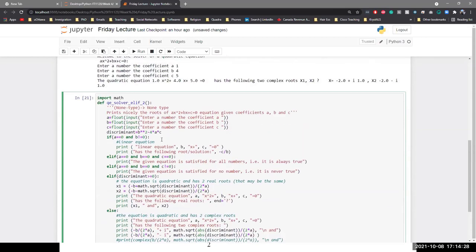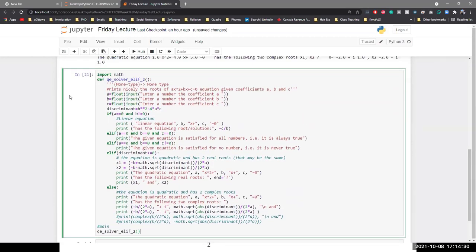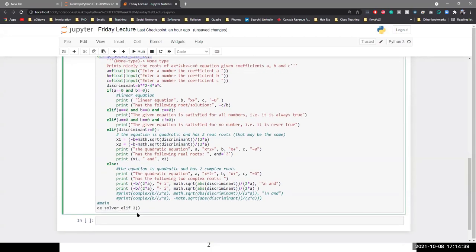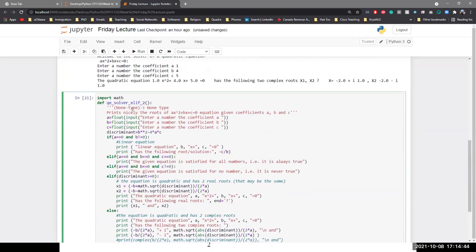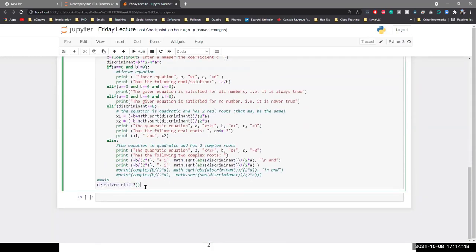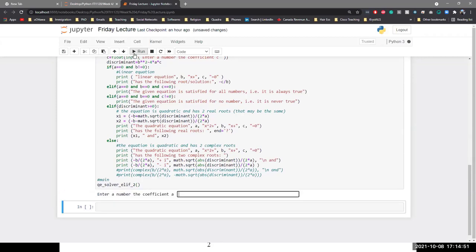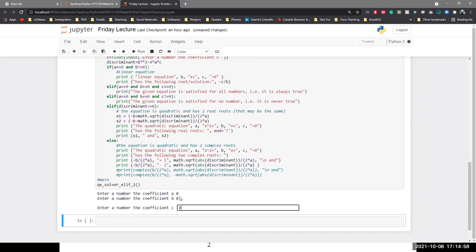So here is what Python does. It will read this line and say, oh, that's a definition of a function, I don't need to bother myself with it. It will skip all those lines. And here it's a function call. Oh, that's a function call, let's go back and do the function. Suppose I want to run it again. Now it asked me. And we can say 0, 0, and 0, and it says it's always true.